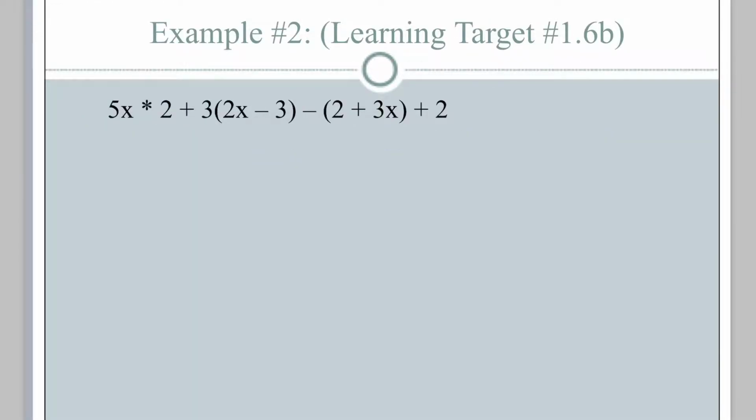Example number 2, highlighting learning target number 1.6b. Study the expression and think about the concepts that you would use to fully simplify it. Hit pause, work through the example, and once you've completed simplifying it fully, hit play and we'll work through it together.